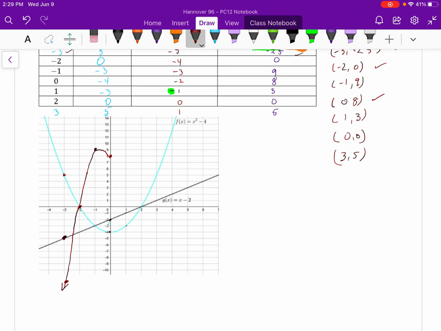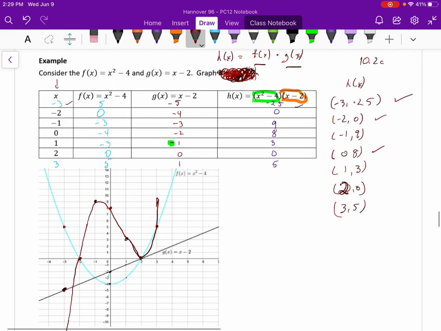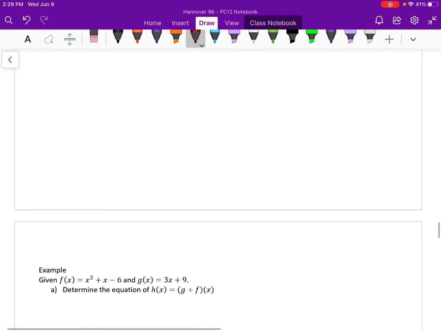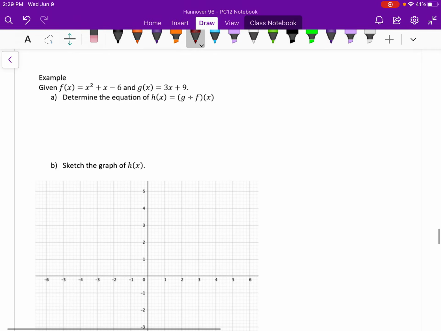And then I can do the same for 1. And what we see is you get a y value of 3. I can do the same for, this should be x is 2. When x is 2, the f of 2 and g of 2 are both 0. 0 times 0 is 0. And when x is 3, the f of 3 is 5, and the g of 3 is 1. So I get there. And in fact, I see a cubic function. Let's go on to the next example. Hopefully there were no surprises.